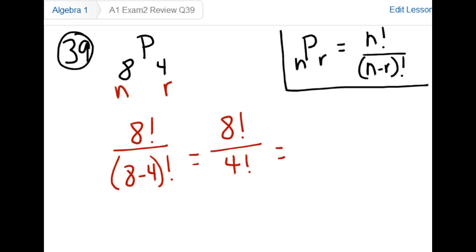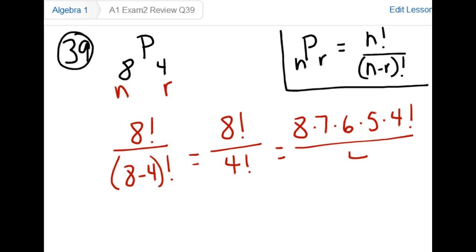Now 8 factorial is the same as 8 times 7 times 6 times 5 times 4 factorial over 4 factorial. So the 4 factorials cancel out. So 8 times 7 times 6 times 5 is 1,680.